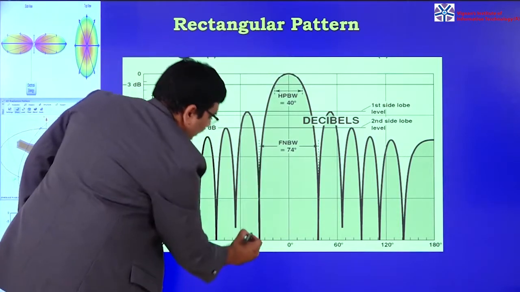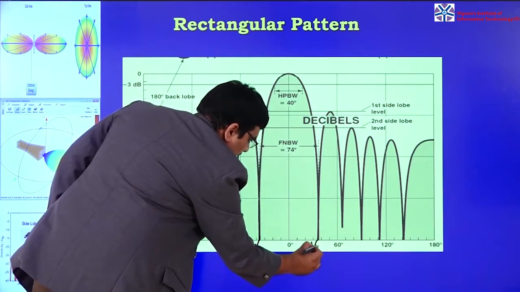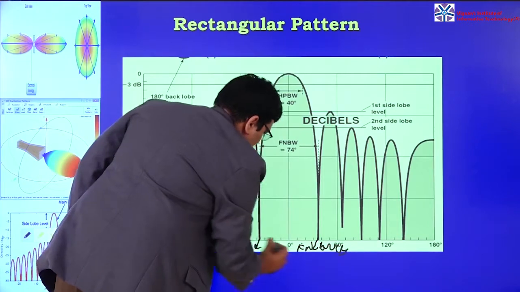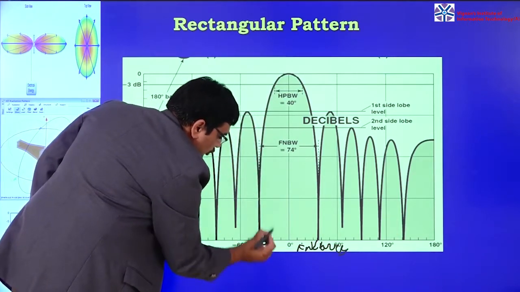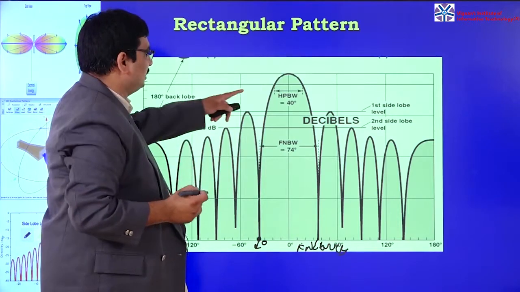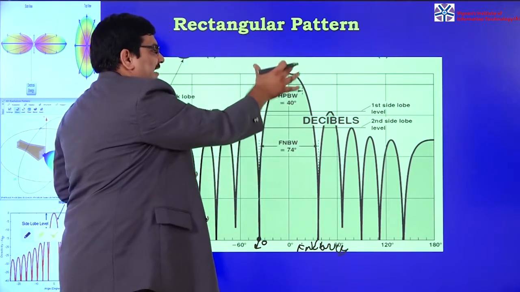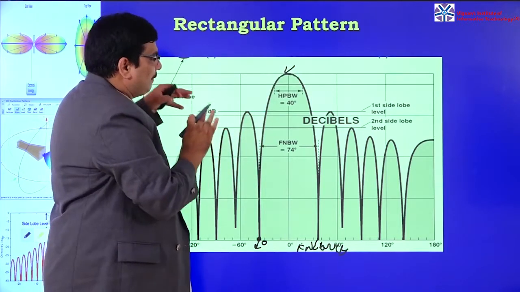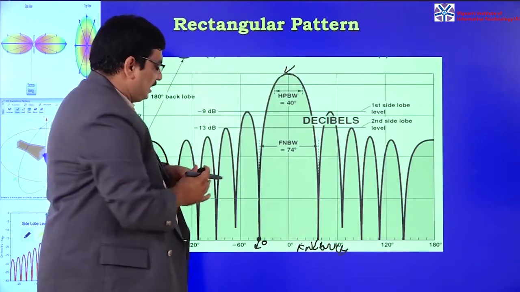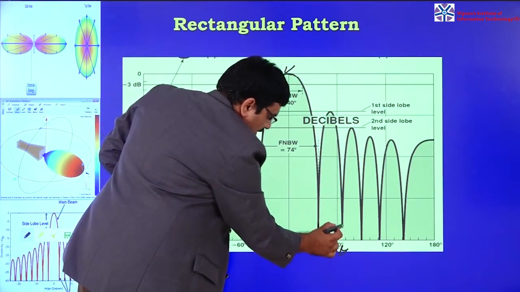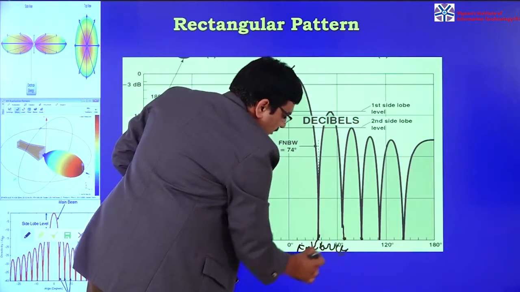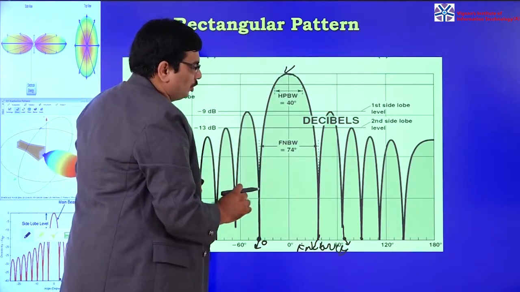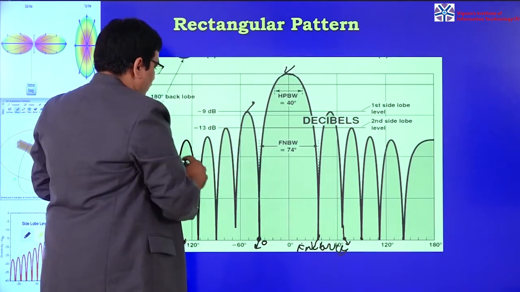This is called null. This one and this one are called first nulls. Here the maximum radiation is 0. So, this is the major beam which has the maximum amplitude, and these are the side lobe levels, which have amplitude lesser than this maximum one. And these points are called nulls. Here the radiation is 0.